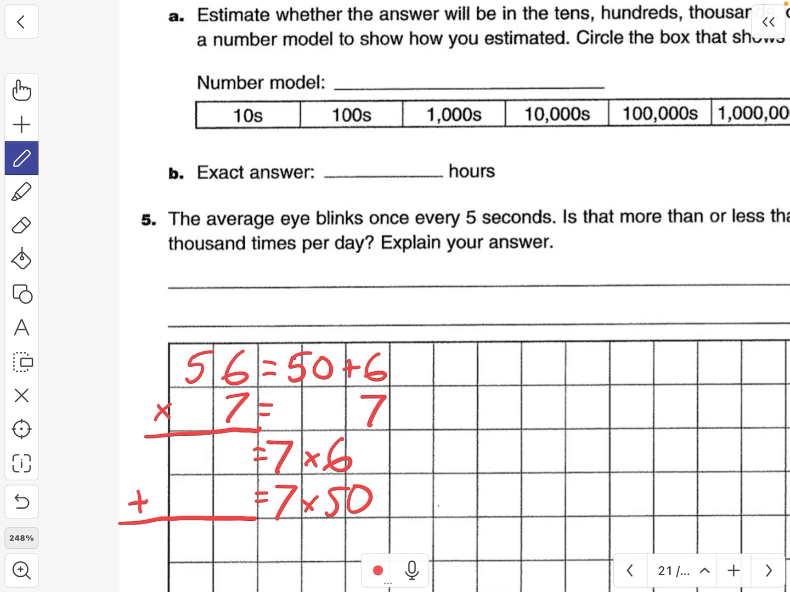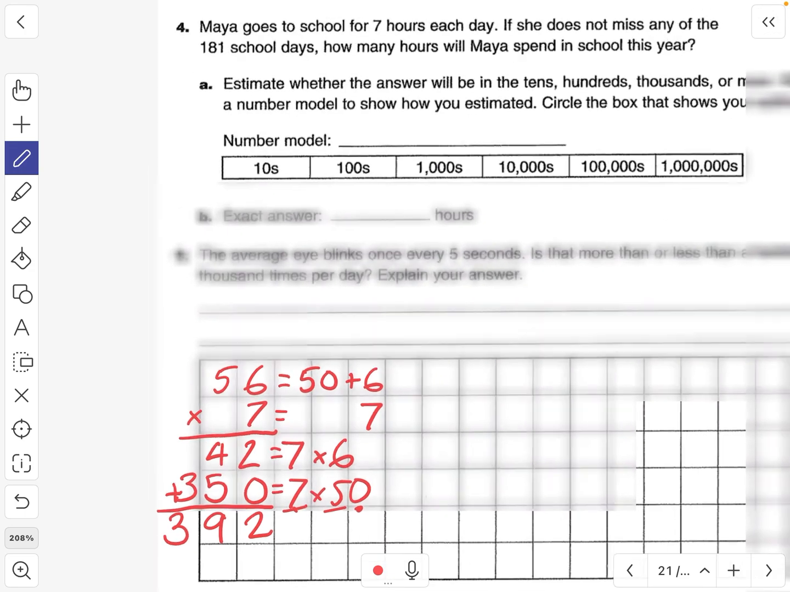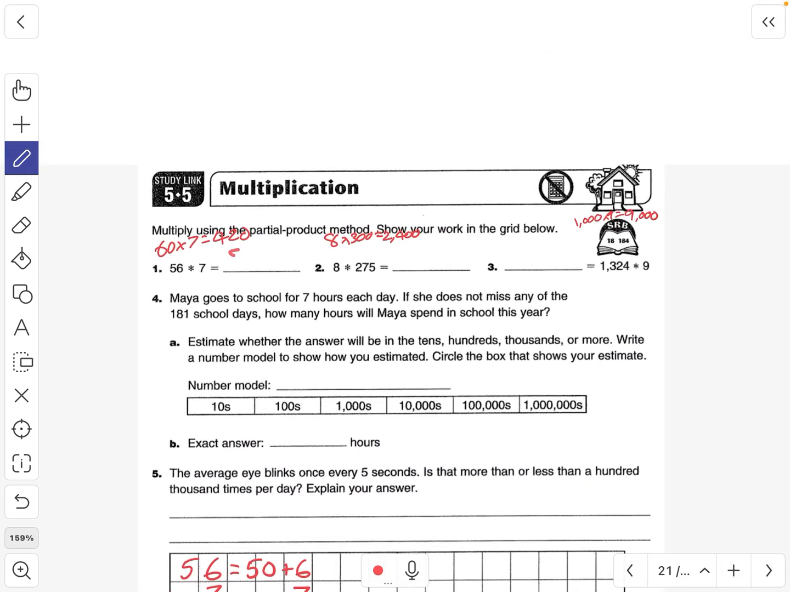So what's 7 times 6? Well, that's 42. What's 7 times 50? Well, we know there's a 0, so there's a 0 there. And 7 times 5 is 35. Line it all up, add it together, and you should have gotten 392. This is for number 1. 392. Look, I did part of your homework for you. And that's really close to our estimate, so I know it's a good answer.